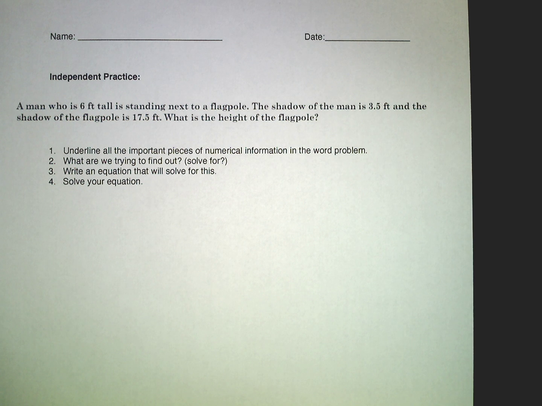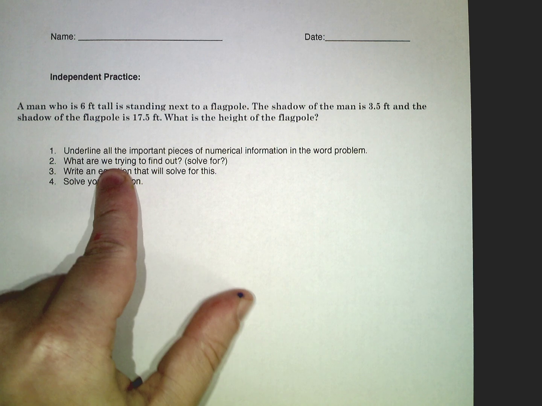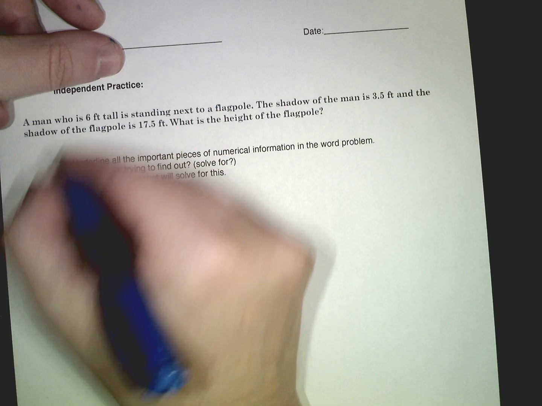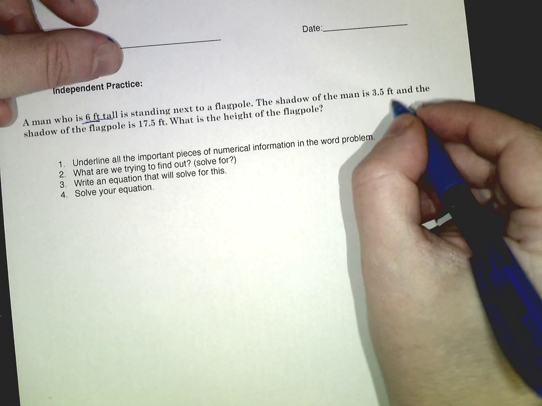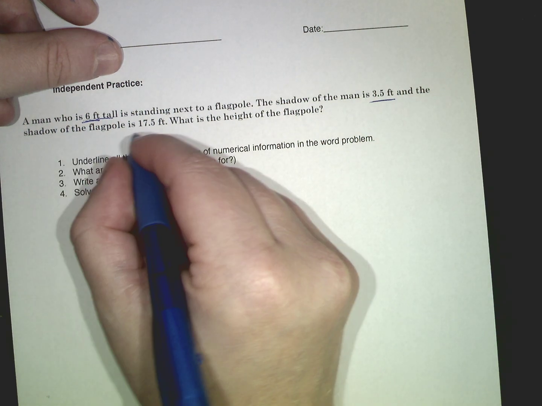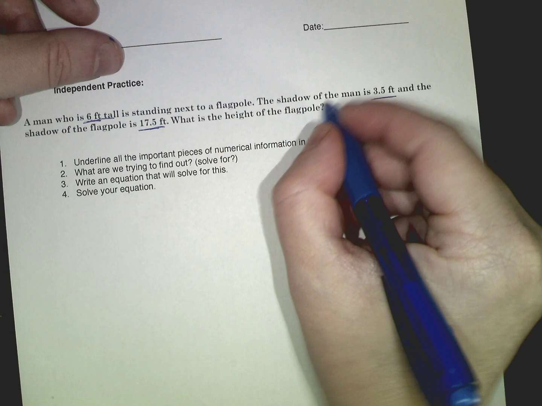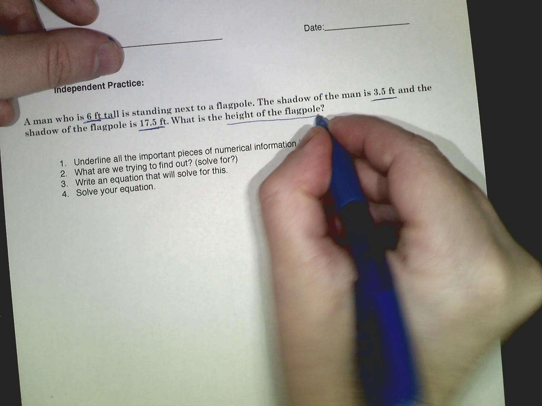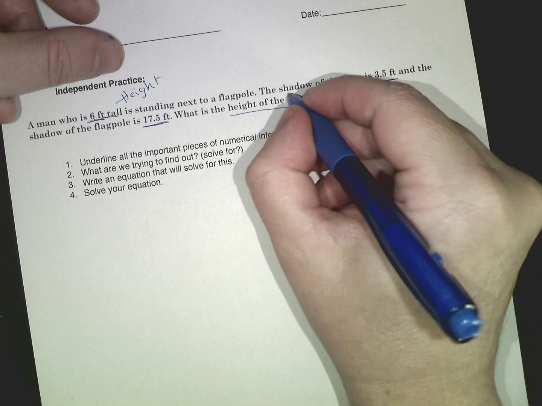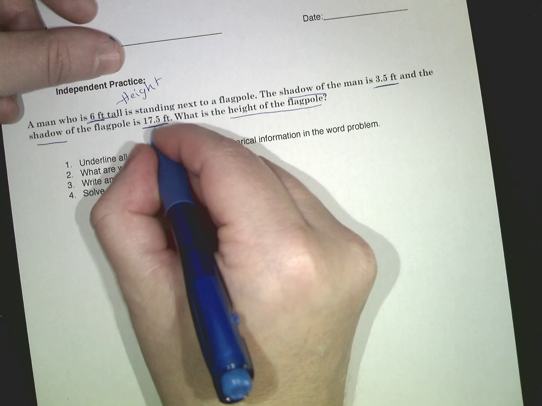Okay, so I have a little guideline here of how to solve these things. I'm going to get a little pen out and do this with a pen. Underline all important pieces of information. Well, I'm looking at all the numbers. 6 feet tall. 3.5 feet in the shadow of the... What is the height of the flagpole? Well, I have a height here with the man, too. We're going to keep that in mind. I have a height of a flagpole. Shadow. A shadow is 3.5, and a shadow is 17.5.